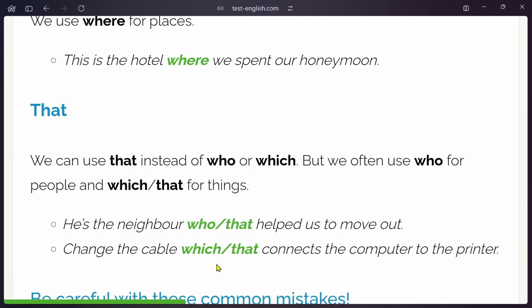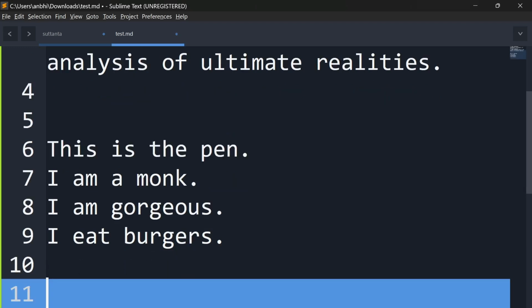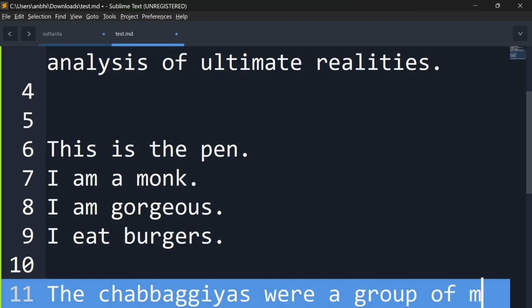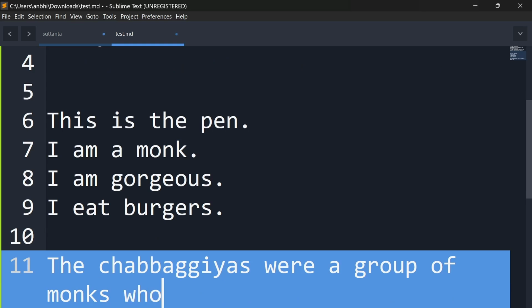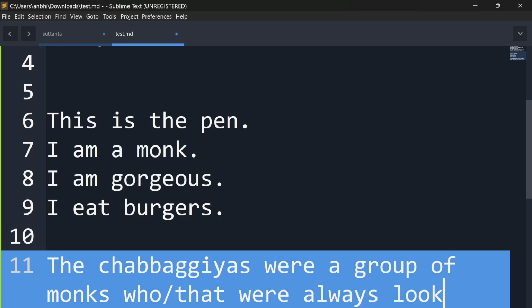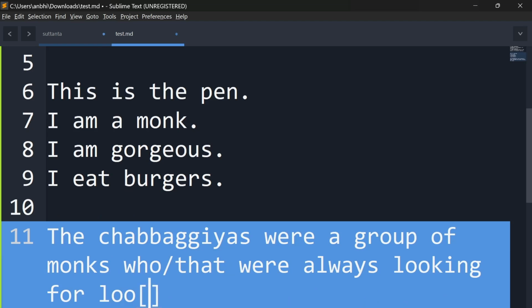is plural? The first clause, you mean, or the later clause? The first clause. Then let's see, for example, the Chabagyas were a group of monks who, or that, same, were always looking for loopholes.